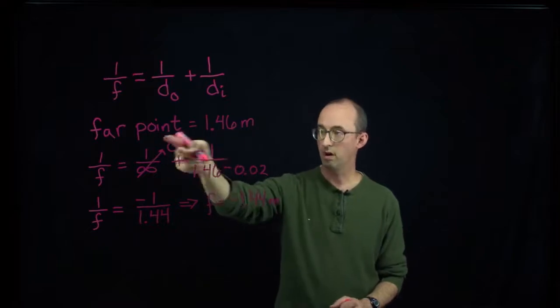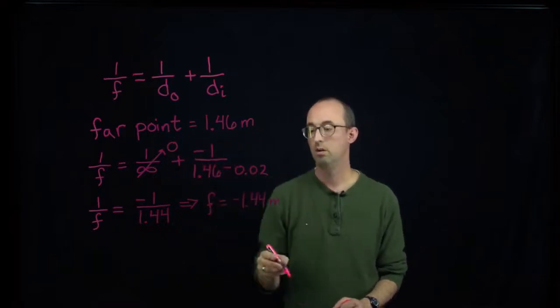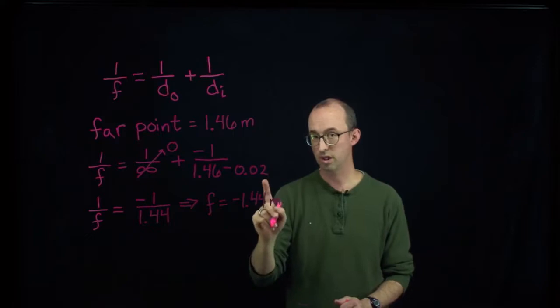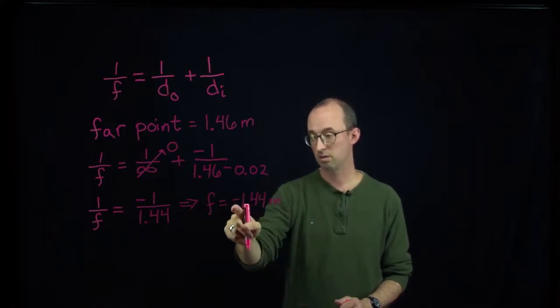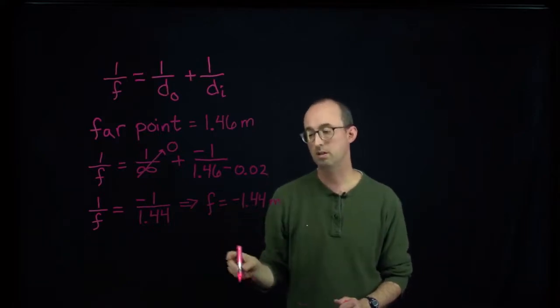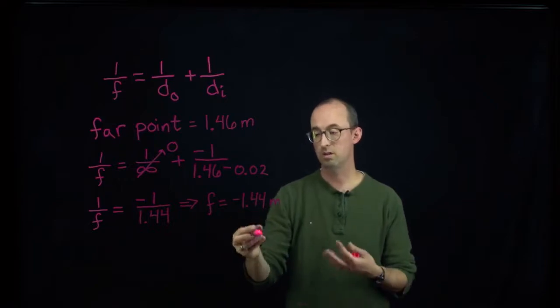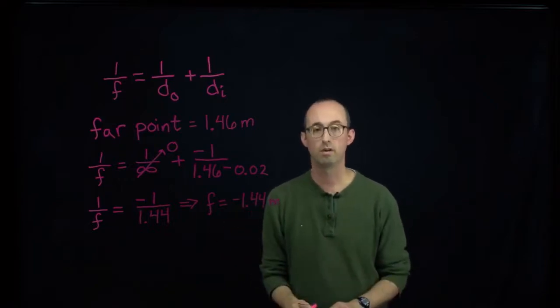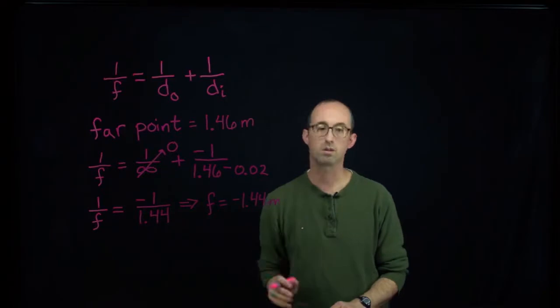So a person with this far point needs diverging lenses, because that's what the negative means. They need diverging lenses, and the focal length of those lenses would be -1.44 meters. That would correct their vision.